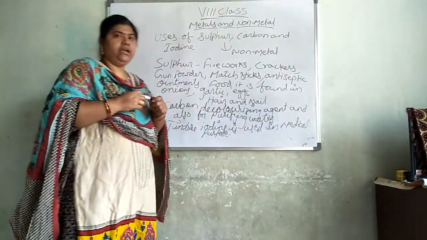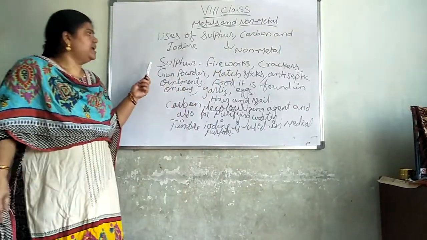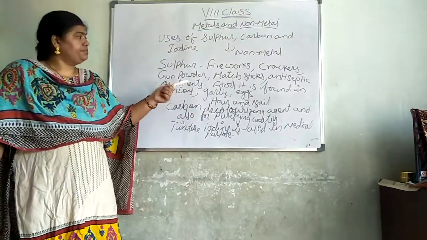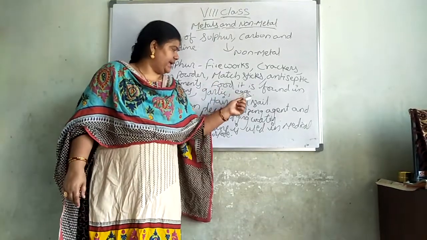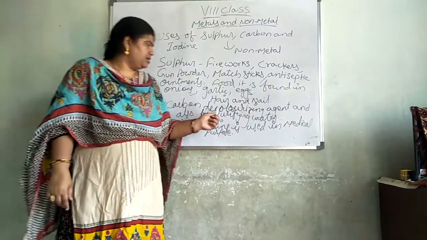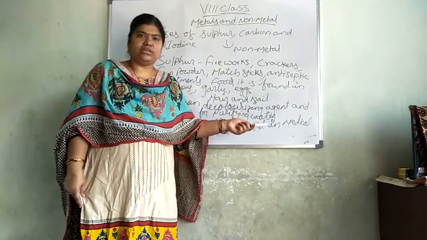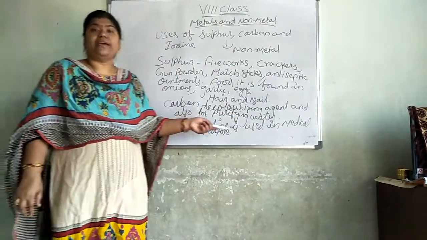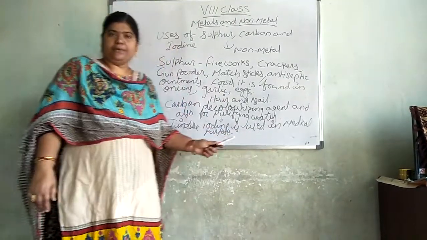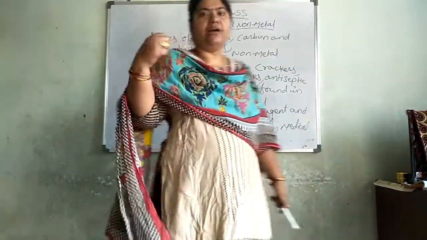See here the three we are having, the uses of sulfur, carbon and iodine, which are non-metals. Sulfur: fireworks, crackers, gunpowder, mastic, antiseptic ointments. Food: it is found in onions, garlic, egg, and in body parts, hair and nails you can find sulfur. Then carbon is used for decolorizing agents and for purifying water. Tincture iodine is useful for medical purposes. Did you understand the uses of non-metals? Uses of metals I discussed and now uses of non-metals.